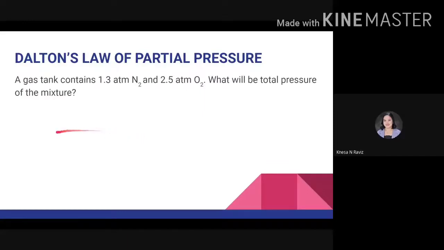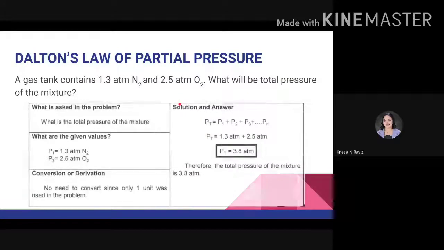Let's have a sample problem. A gas tank contains 1.3 atmospheres of nitrogen gas and 2.5 atmospheres of oxygen gas. What will be the total pressure of the mixture? We have the given pressure for nitrogen gas, 1.3 atmospheres, and pressure for the oxygen gas, 2.5 atmospheres. According to Dalton's law of partial pressure, the total pressure is just equal to the sum of the partial pressures of the individual gases found in the mixture. So it's just 1.3 atmospheres plus 2.5 atmospheres, and that will give us a total of 3.8 atmospheres.